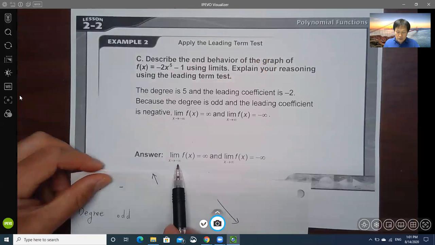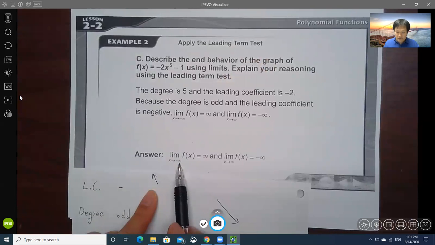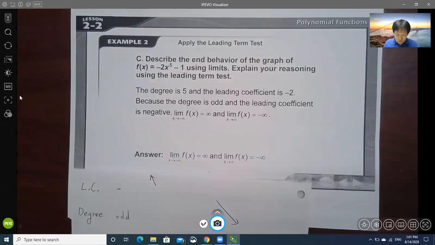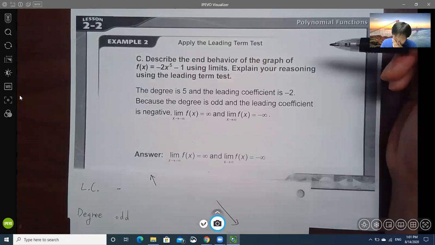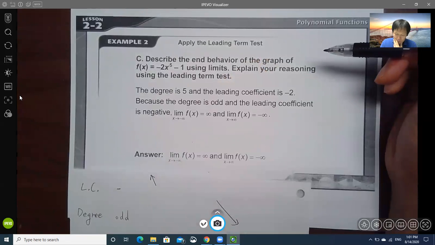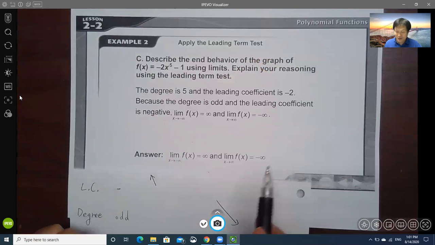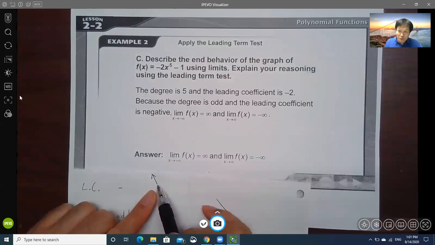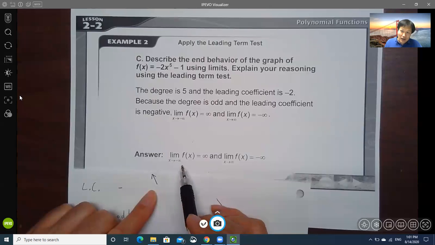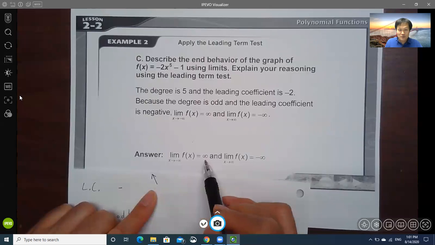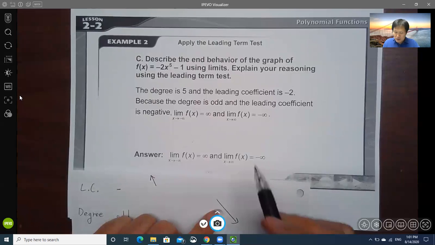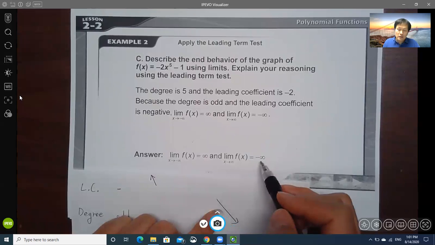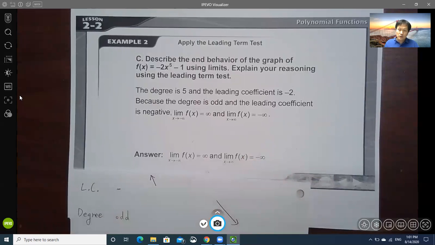So left hand, x approaches minus infinity. Okay, as x approaches minus infinity, which means left, y goes up, which is positive infinity. Everything is okay. As you go to the right, which is x approaches positive infinity, right hand, y goes down, which is minus infinity.